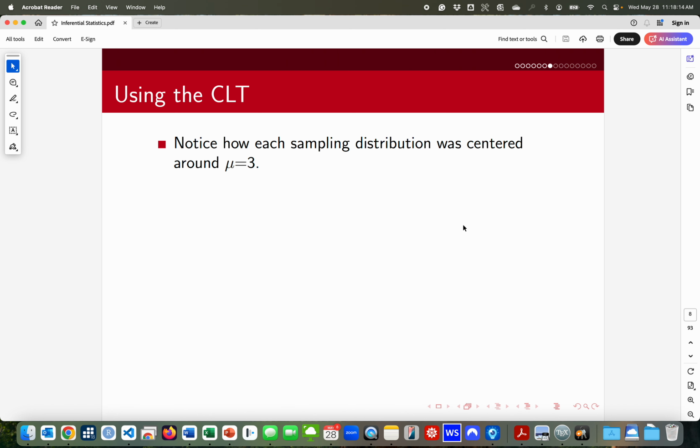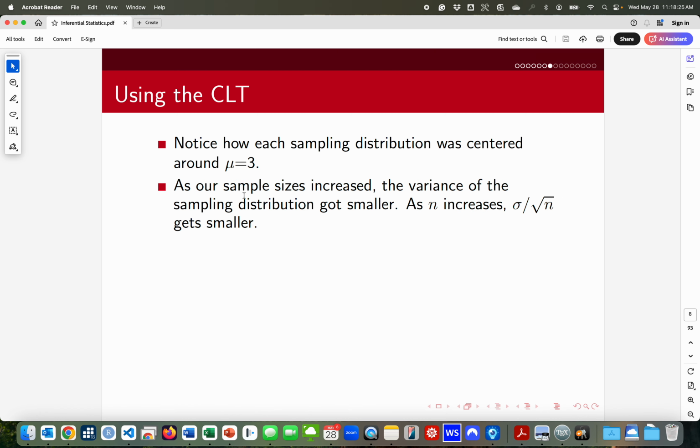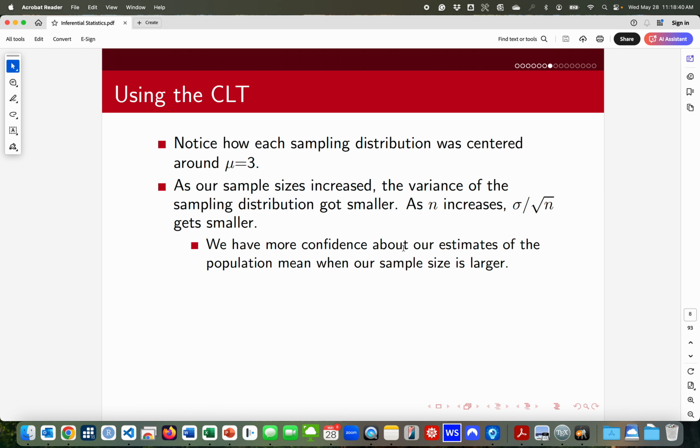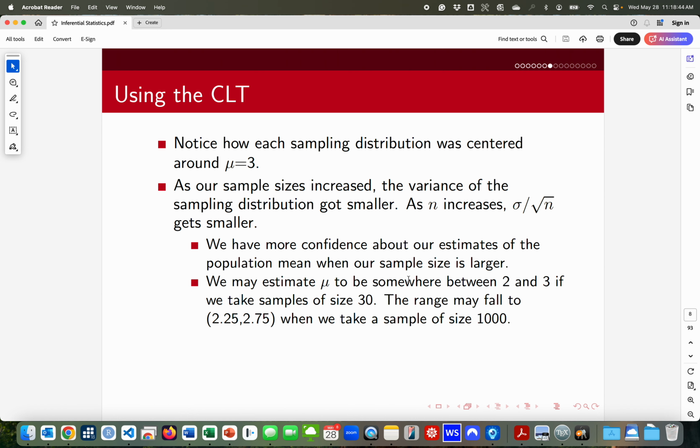So how do we use this? Each sampling distribution was centered around 3. That was the underlying mean in the population. That was the center of our sampling distribution. The variance got smaller as n increases. This whole thing gets smaller. So this is the standard error. So the standard error gets smaller as our sample size gets larger. And this is going to directly impact our confidence interval. So you have more confidence in your estimates when your sample size is large.